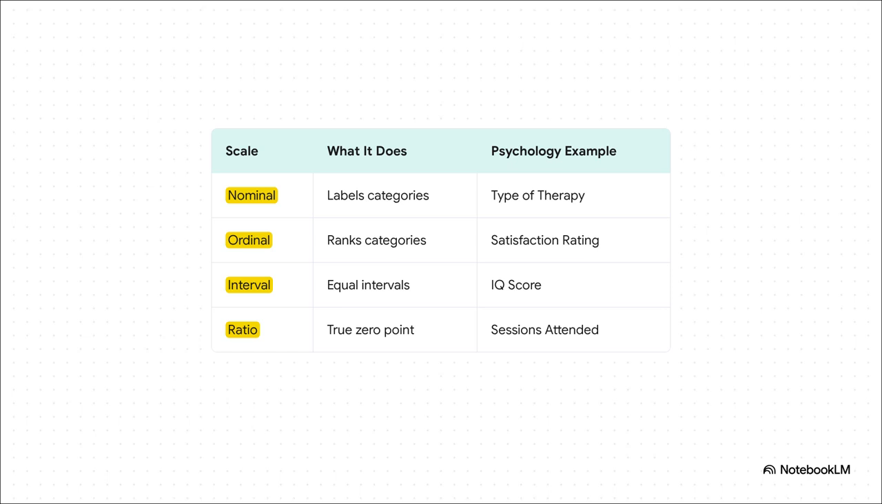Then there's ordinal, which puts those categories in an order. Think dissatisfied, neutral, satisfied. Next is interval, which has an order and equal intervals between the points, like temperature or an IQ score. But the key here is there's no true zero. And finally, you have ratio. It's just like an interval scale, but it does have a true absolute zero, like the number of stressful events in a week. You can absolutely have 0 of those.